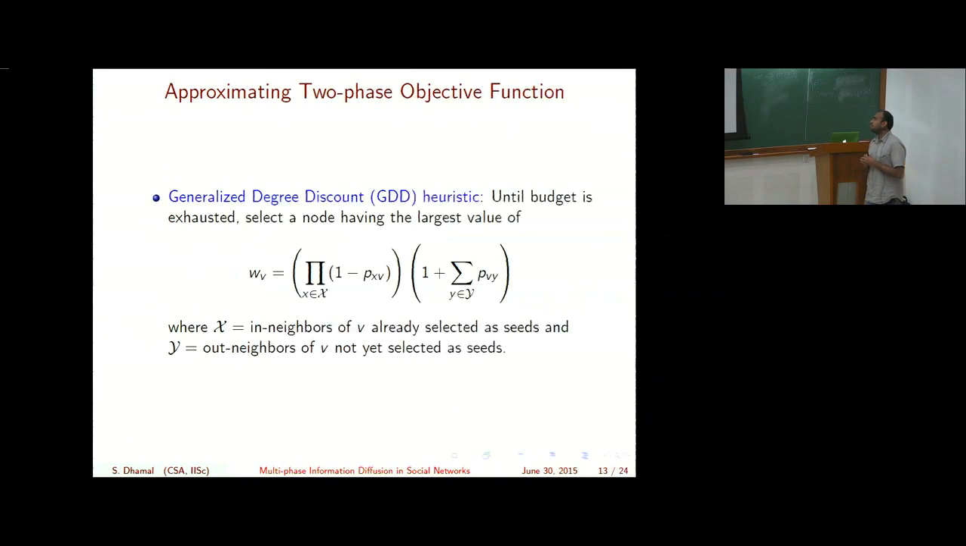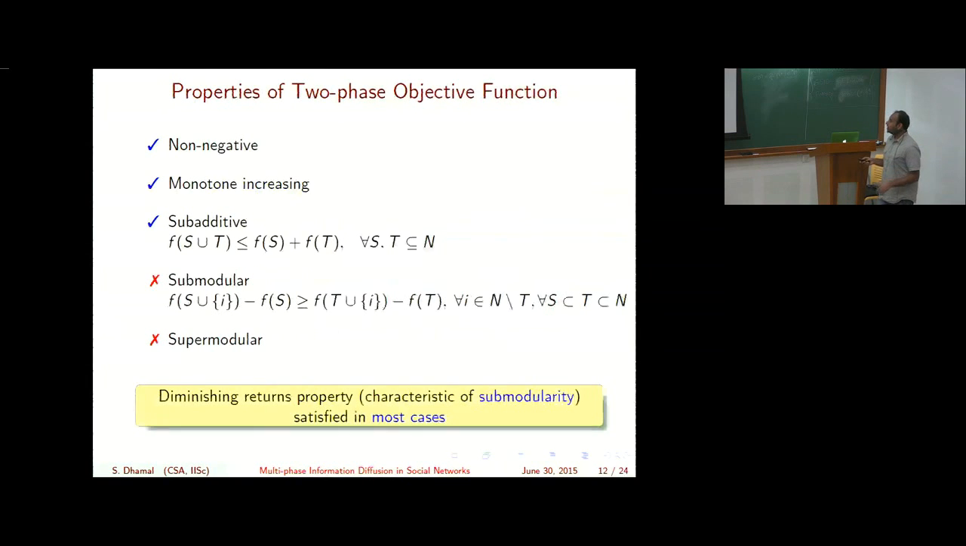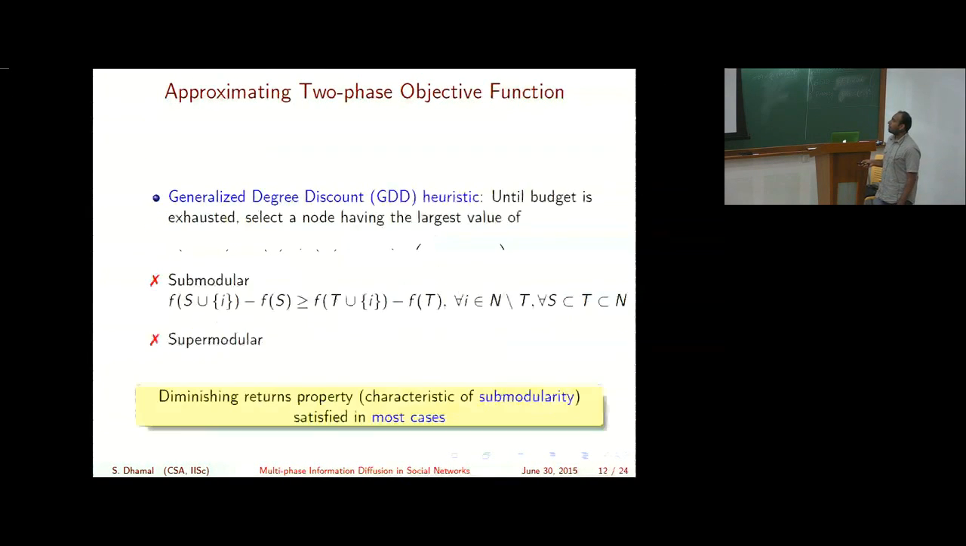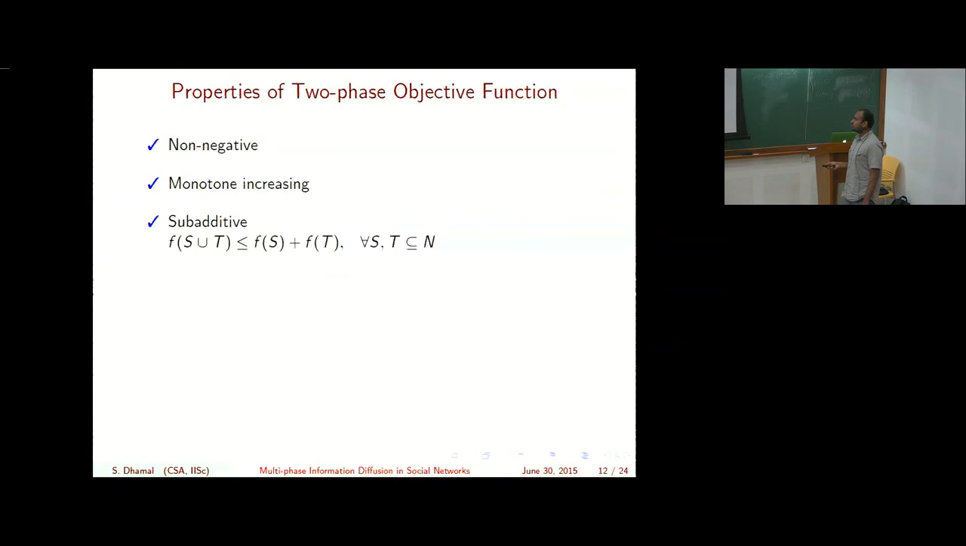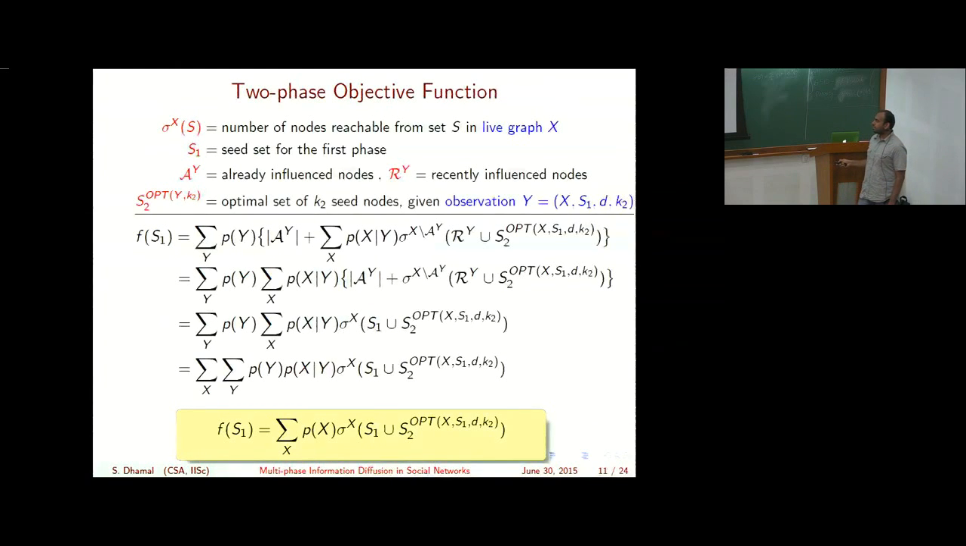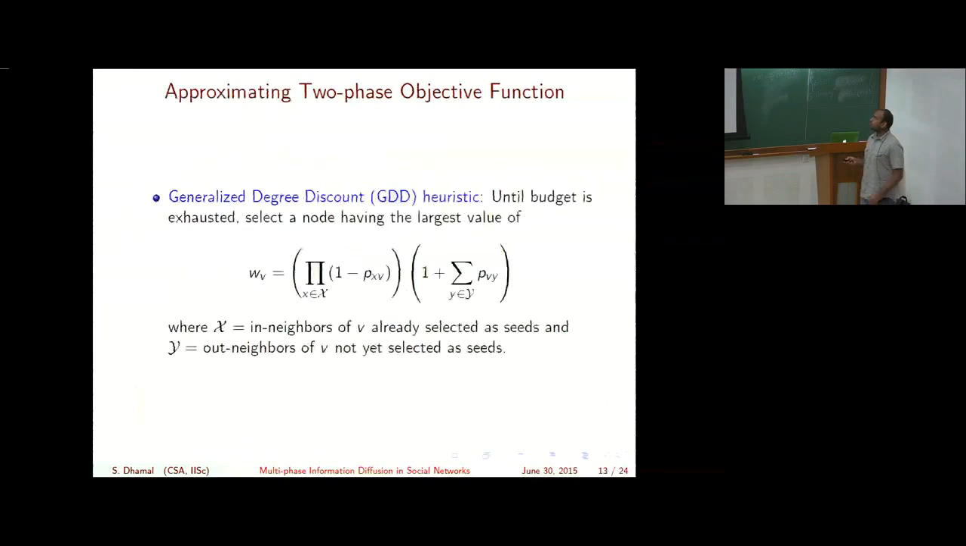There is a problem with this particular objective function, in the sense that it involves selecting an optimal set, which in itself is NP-hard. It's shown to be NP-hard in the literature: in single phase influence maximization, selecting the seed set is NP-hard. Owing to this problem, we cannot actually compute this objective function for large networks. So we want to approximate the two-phase objective function.